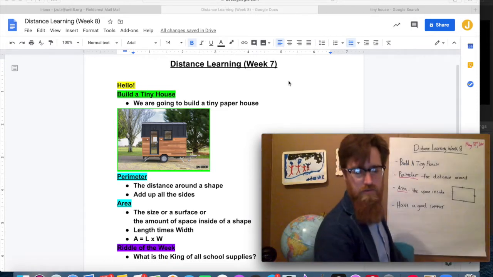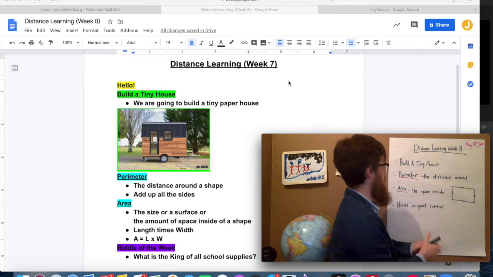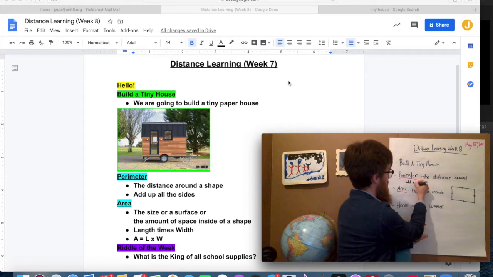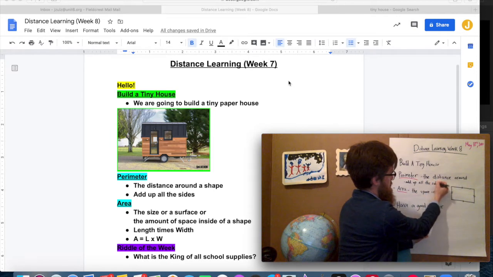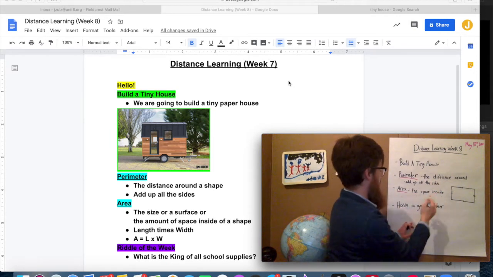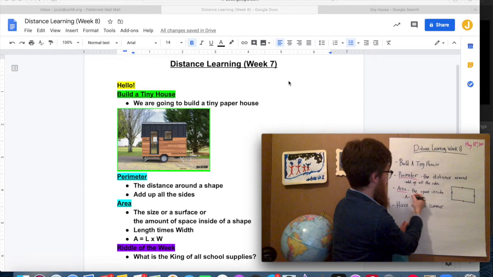To do a quick review, perimeter is the distance around, and you add up all the sides. Area is the space inside, and you find that by multiplying the length and the width.